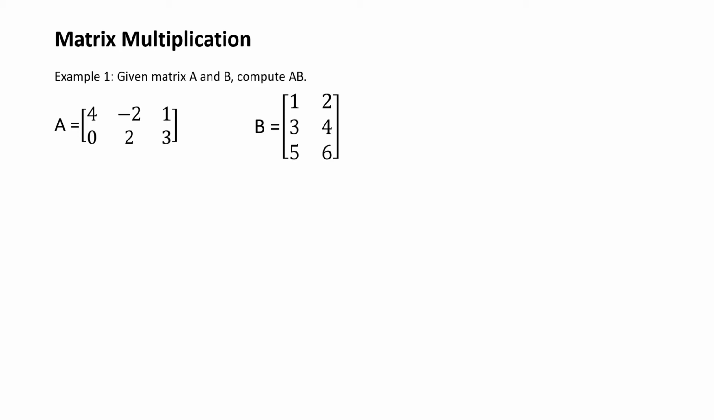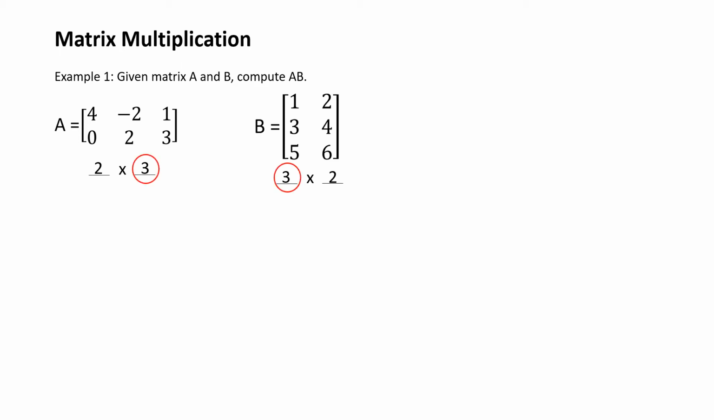To determine if these two matrices can be multiplied together, we must first determine the size of each matrix. In this example, the size of matrix A is 2 by 3, and the size of matrix B is 3 by 2. Note, in order to perform matrix multiplication, the size of the two matrices do not have to be the same.